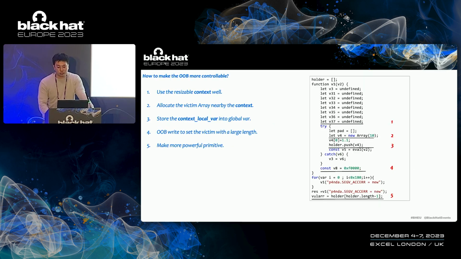When getting such initial conditions, I was thinking how to make the OOB write more controllable. Since the length of the context can be changed, I can define new variables to make the writing position more flexible. At 1 here, I defined so many variables. I also allocate a victim array at runtime to put it after the context at 2, and store them in global variables to make them easier to get. At 3, using the OOB write, we modified the length of the victim array. Finally, we got a corrupted array with modified length, which can be used to make more powerful primitives, such as addrof, arbitrary read and write.